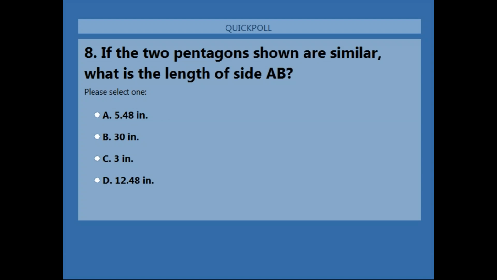You had 50 over 15 equals 10 squared over the unknown squared. What would be the side length, not the square of the side length, the side length of the other polygon, given that they are similar?